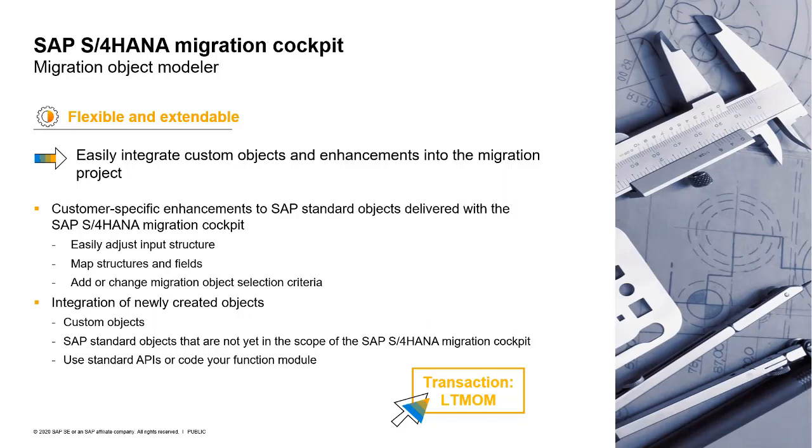More specifically, you can perform customer-specific enhancements to the standard delivered migration objects with the migration cockpit. You can easily adjust the input structure, you can map structures and fields, you can add or change migration object selection criteria. You can also take advantage of the integration of newly created objects. So you can create your custom objects, SAP standard objects that are not yet in the scope of SAP S4HANA Migration Cockpit. And you need to use standard APIs, or you can also code your own function module.